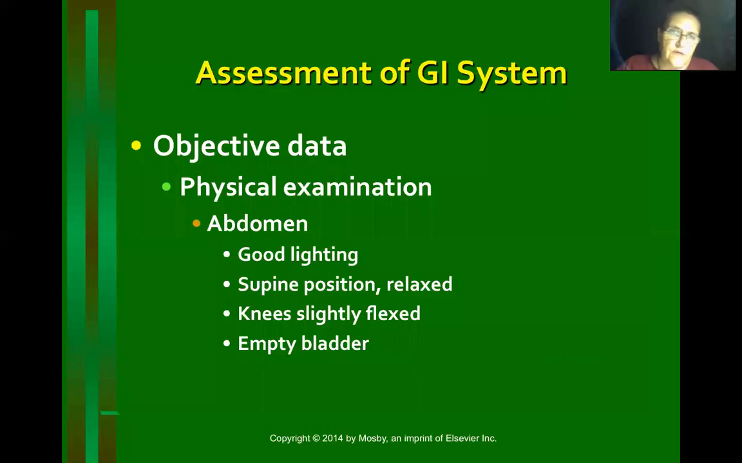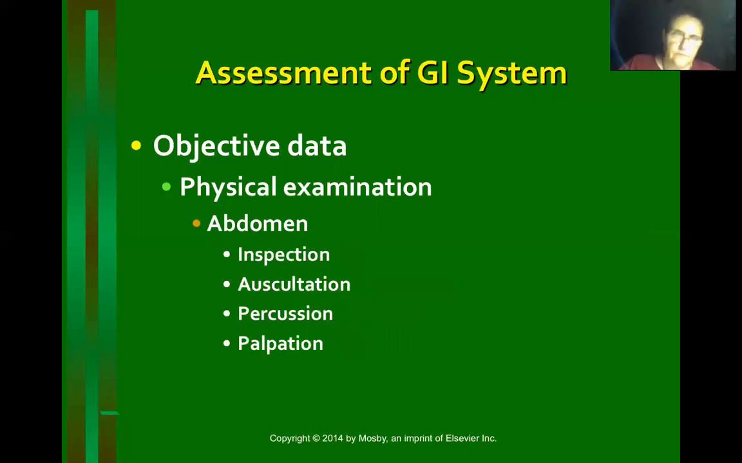So assessment of the objective data goes on for a physical exam. With an abdominal exam, you need good lighting. You need the patient in a supine position, relaxed with their knees slightly flexed, hopefully an empty bladder. You're going to do a visual inspection and auscultation, percussion, and then palpation.